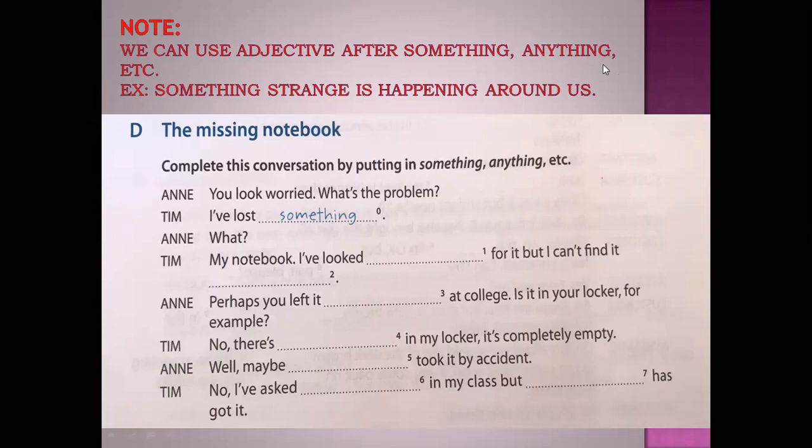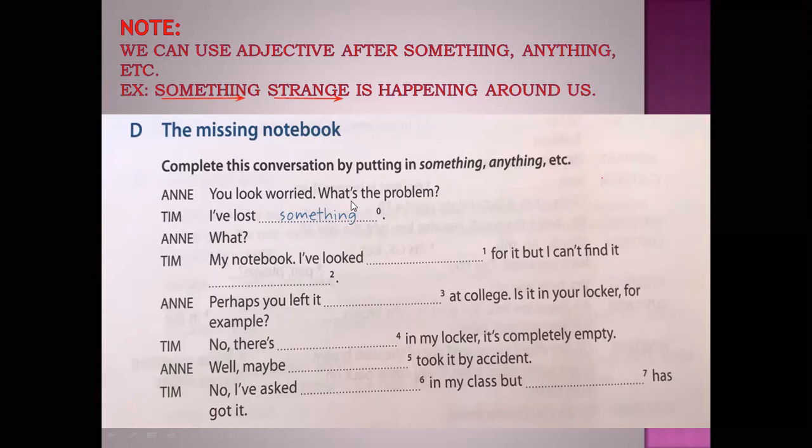Okay, guys, if you can hear me, we can use an adjective after something or anything. So have a look at the example here. Something is our determiner, and strange is the adjective. Something strange is happening around us. This is what it means. Here we have something as a determiner, and here we have an adjective. So we can use an adjective after something or anything.